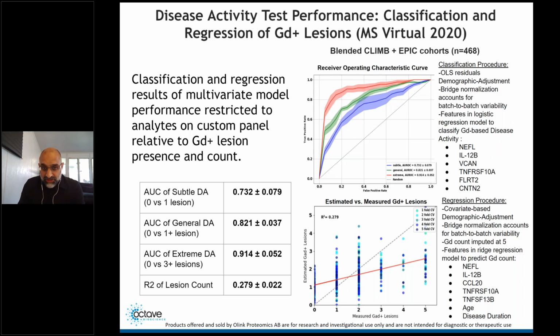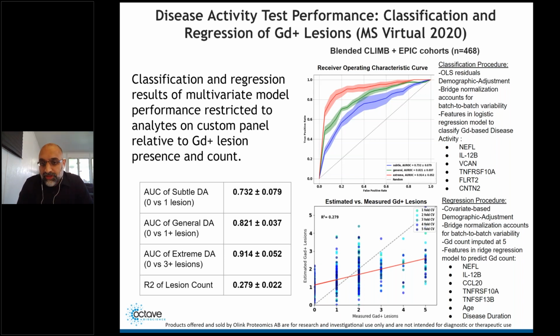And the optimization metric that we're presenting here for our classification performance relative to these 3 disease activity categories I described is the AUC. And as you can see, as the level of disease activity is increasing based on the radiographic evidence, our AUC of our biomarker model is also increasing as well. So 0.732 for subtle disease activity classification, 0.82 for general disease activity classification, and above 0.9 for extreme disease activity classification. We've also looked at this as a regression problem.